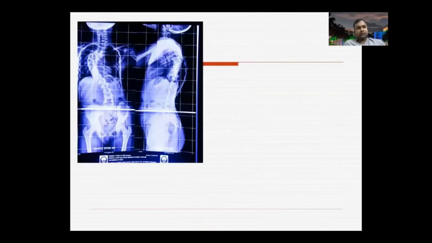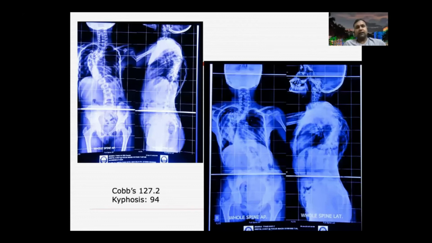This was the curve when she presented to the surgeon at the age of 10 years. So it was basically at the borderline. But when she came to us, the age is wrongly mentioned here. She came to us at the age of 14 years, and then it had very severely progressed. The Cobb was 127 degrees, and the kyphosis was 94 degrees.